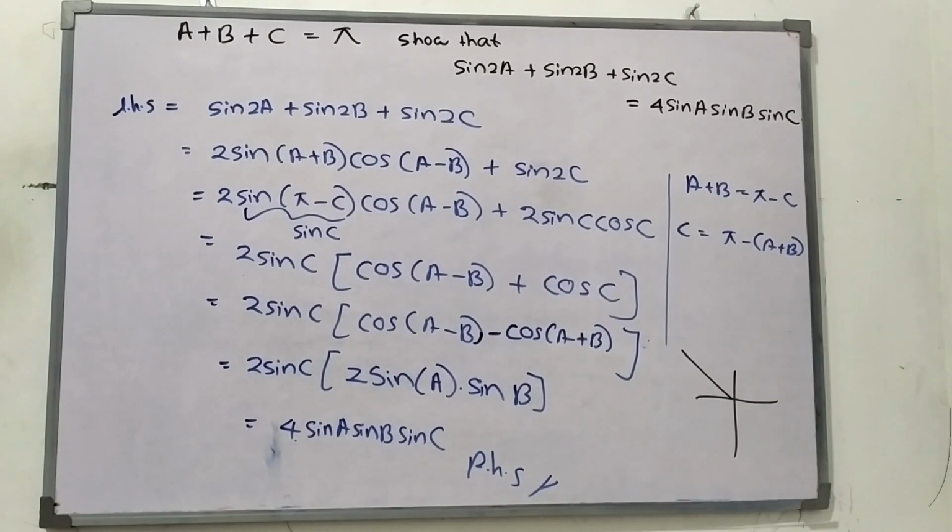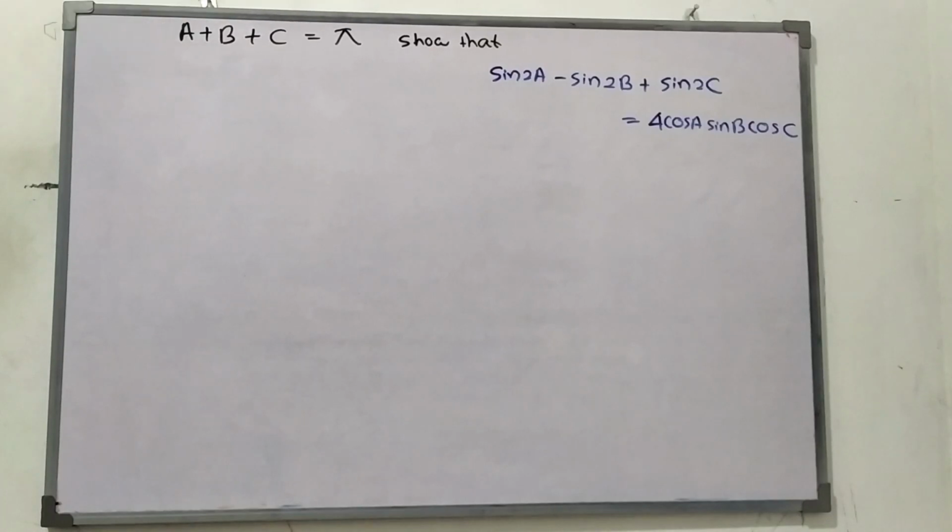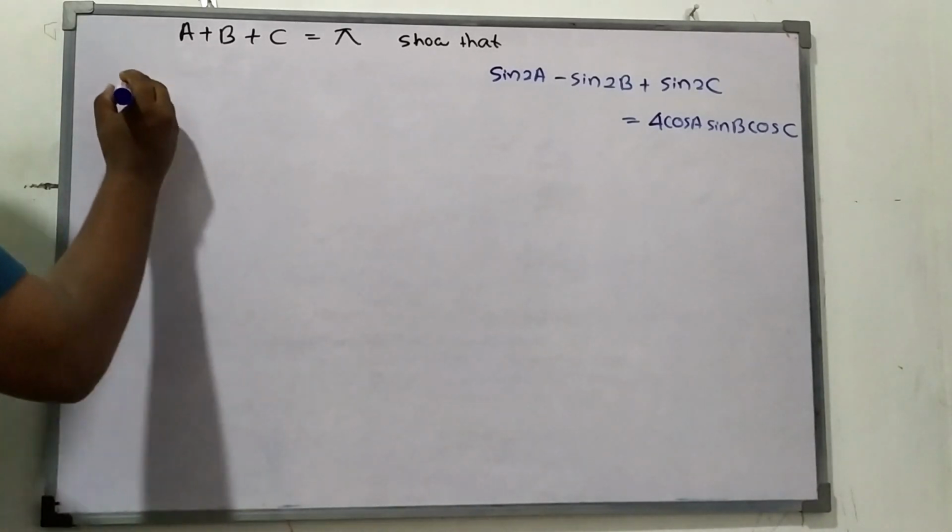Okay, let's do another example. This is my next example. A plus b plus c equals pi. Again, sine 2a minus sine 2b plus sine 2c equals 4 cos a sine b cos c. So I'm going to start from the left hand side.